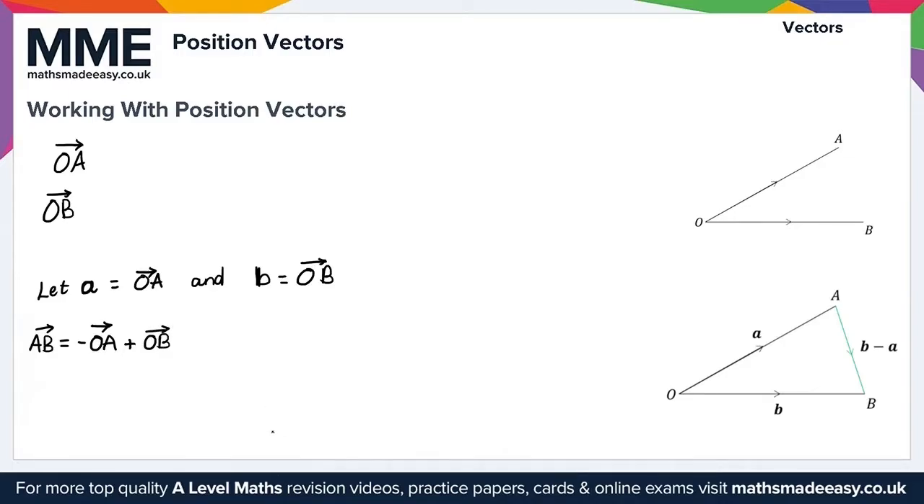Okay, and then replacing our OA with A and our OB with B, we can write that as minus A plus B, or in a similar fashion we could write that as B minus A. Okay, and we can see that visualized here on this diagram. So that gives us everything we need for working with position vectors.